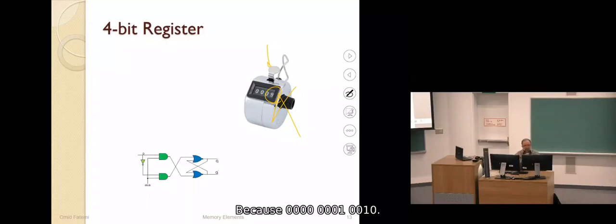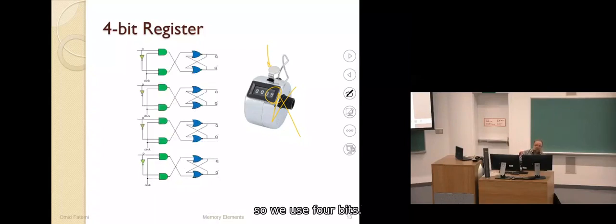4 bits, because 0, 0, 0, 0, 0, 0, 0, 1, 0, 0, 1, 0, 0, 0, 1, 1, up to 9: 1, 0, 0, 1. That's it. So that's the counter that we build. Okay? So we need 4 bits. So we use 4 bits. Now we have 4 D latches, and the 4 bits store this number.